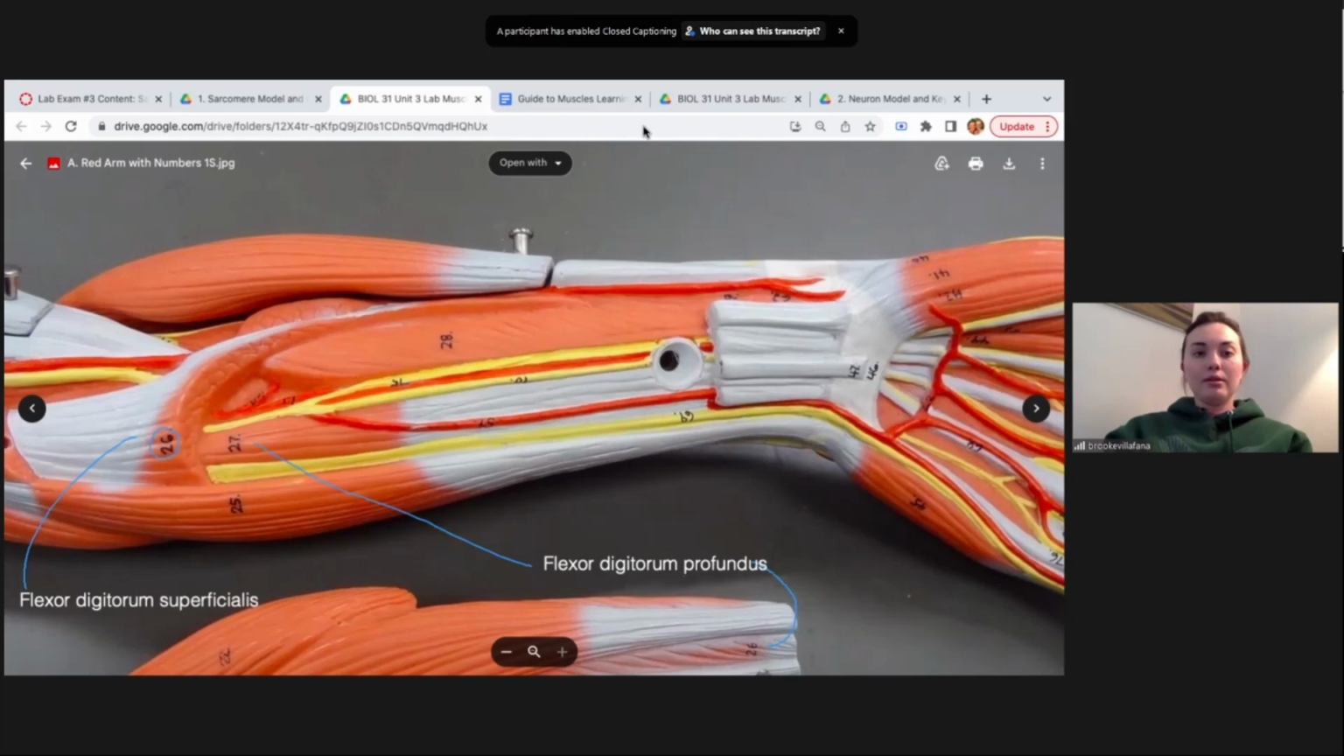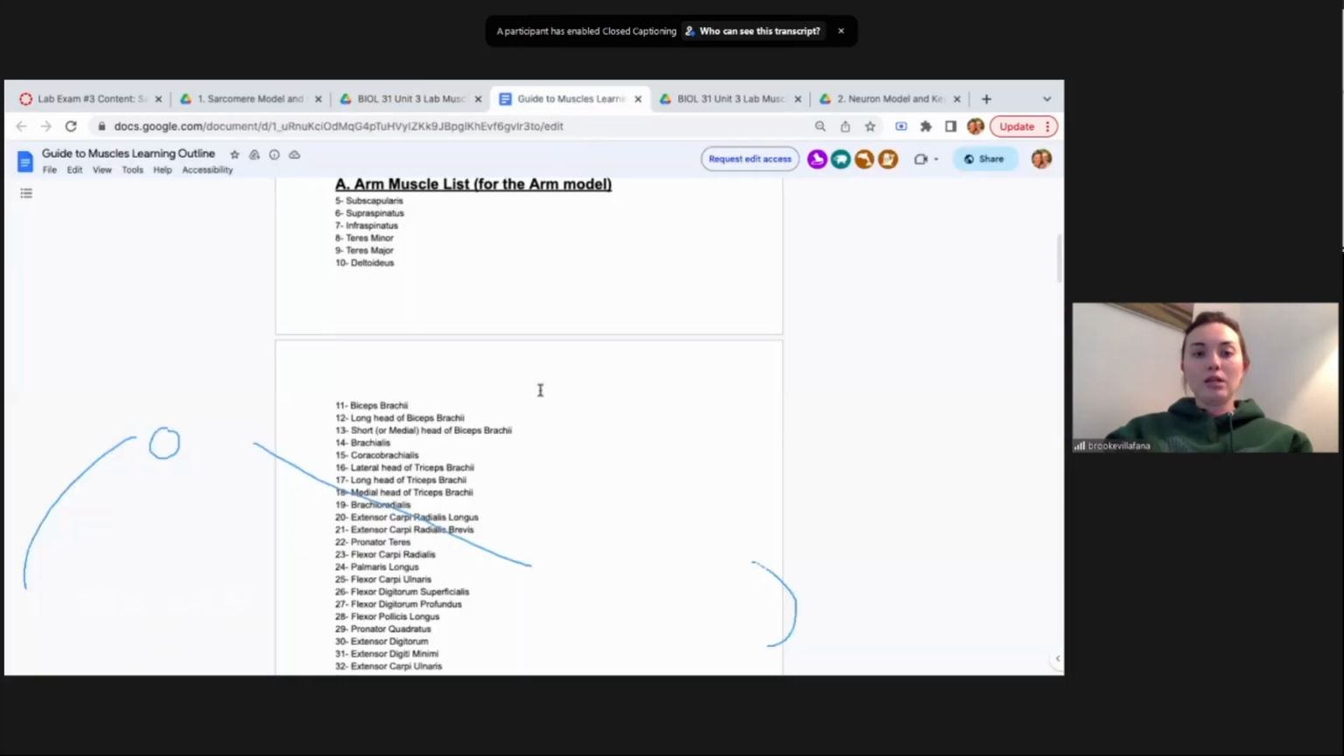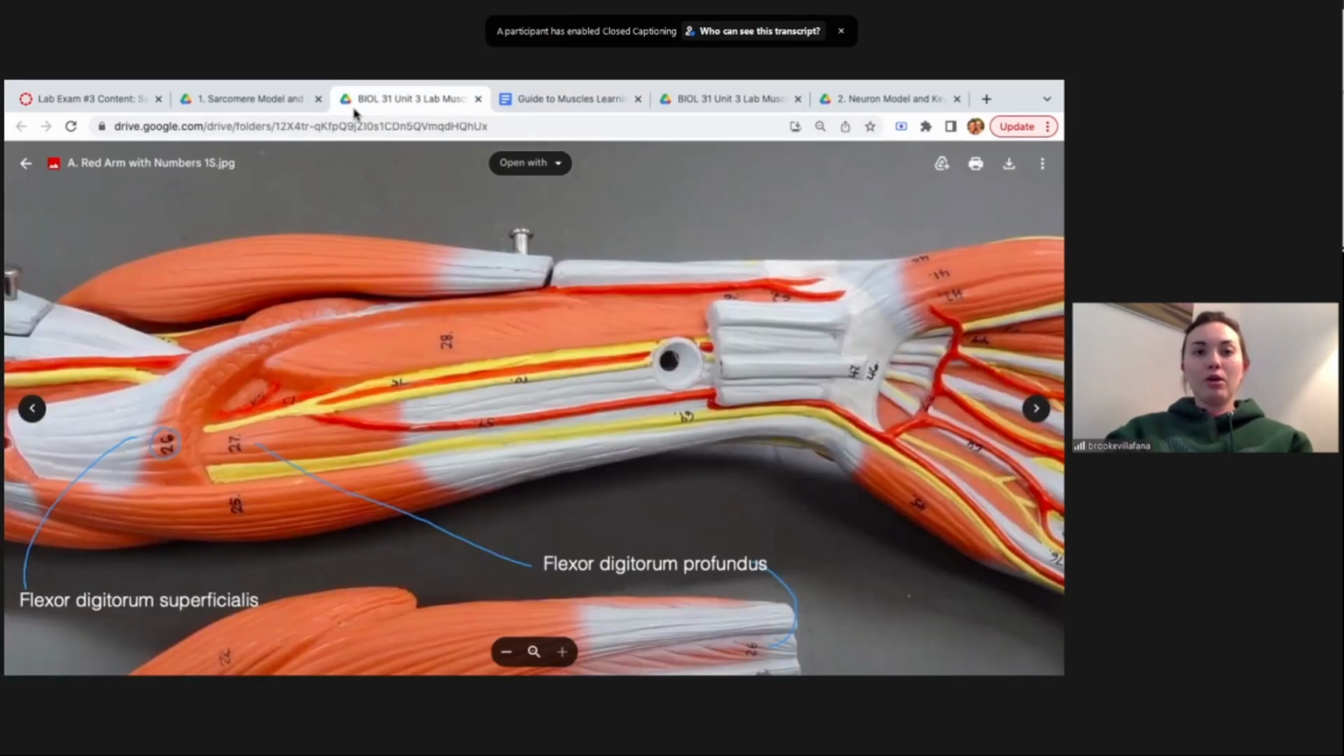And then let's make sure, 28: flexor pollicis longus. Your thumb is pollicis, so this goes towards your thumb. Flexor pollicis longus. And again, this muscle is headed towards your thumb. Does that make sense? Your thumb is right over here. So the word pollicis means thumb. Flexor, it's flexing your thumb, and it's long.